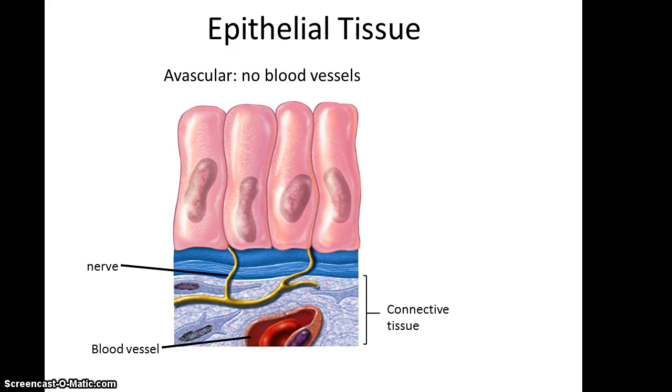You also notice that epithelial tissue is avascular, so there are no blood vessels flowing through it. Instead, it depends on the adjacent tissue, usually connective tissue, to have blood vessels that are brought close to the epithelial tissue to allow for the diffusion of nutrients to the epithelial tissue and the eventual diffusion of waste from the epithelial tissue back to the bloodstream.